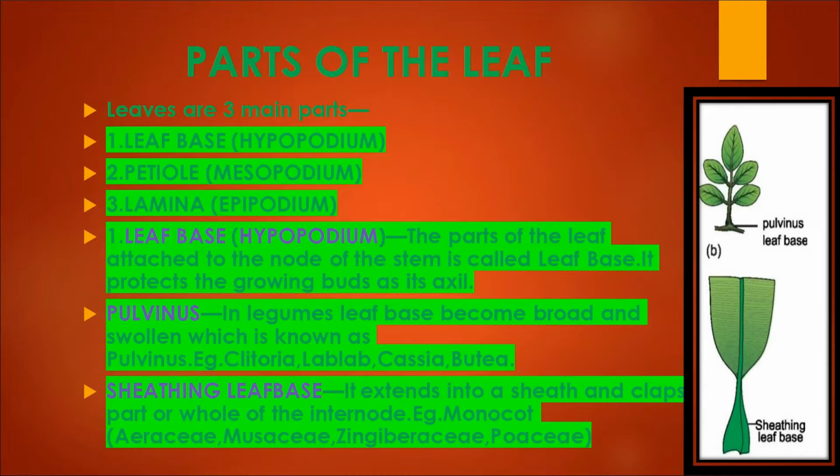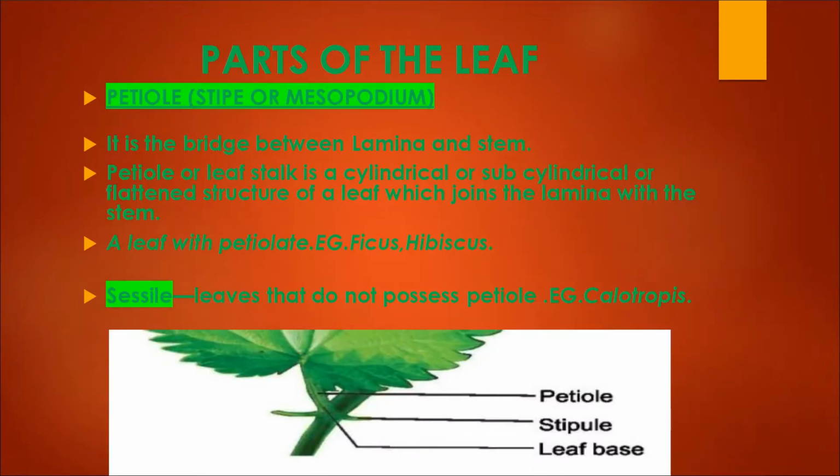In some cases the leaf base will have a sheath. It extends into a sheath and clasps the part or whole of the internode. Example, monocot plants. Musaceae. In banana, we can see this leaf sheath and the leaf base.